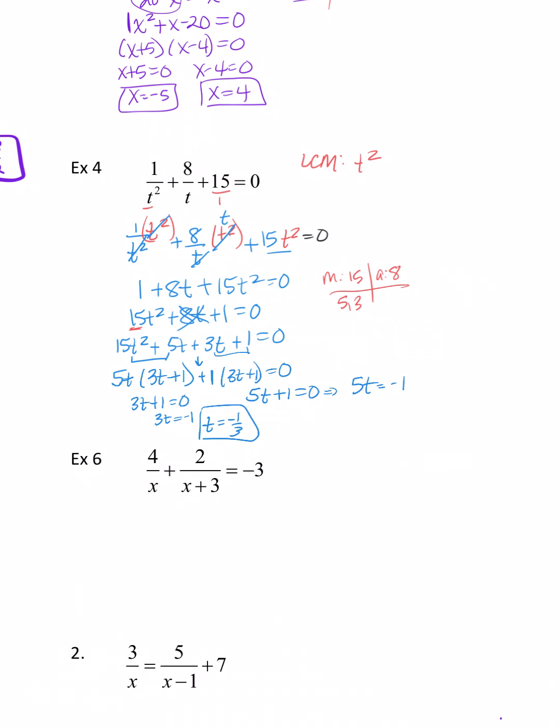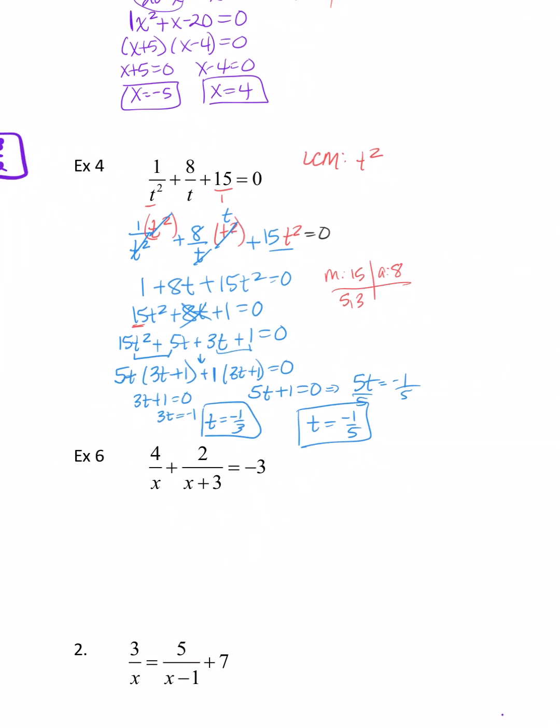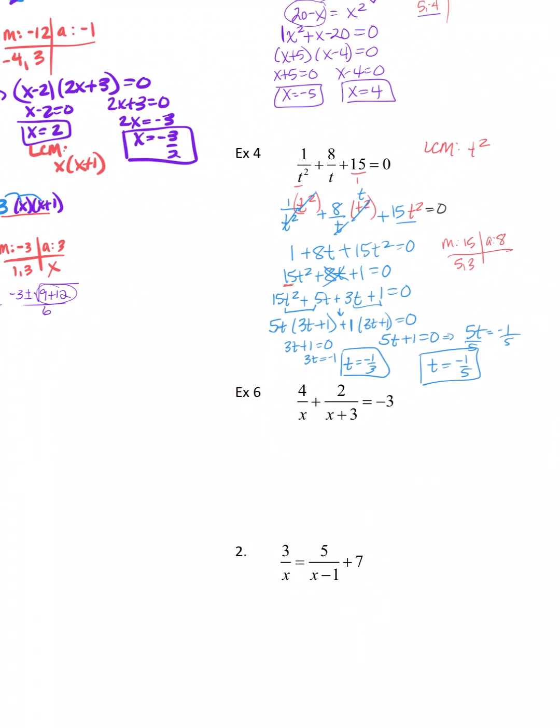5t equals negative 1 divided by 5. So the other solution is negative 1/5. T equals negative 1/5. All right, let's keep going. Got a couple more.